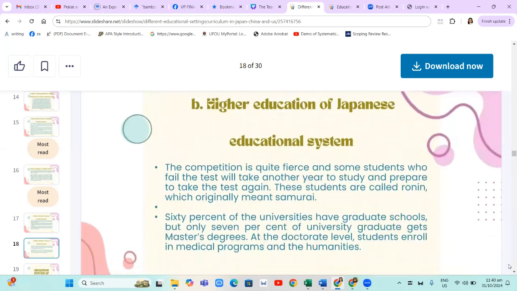In higher education of the Japanese educational system, the competition is quite fierce, and some students who fail the test will take another year to study and prepare to take the test again. These students are called ronin, which originally meant samurai. 60% of the universities have graduate schools, but only 7% of university graduates get master's degrees. At the doctorate level, students enroll in medical programs and the humanities.